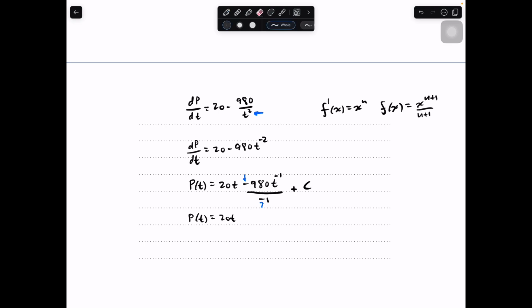You can work this out. You can always put this into your calculator. Negative 980, you can put that into your calculator. Essentially everything but the variable, and it'll help you clean it up. So this is going to be plus 980t to the negative 1 plus c.